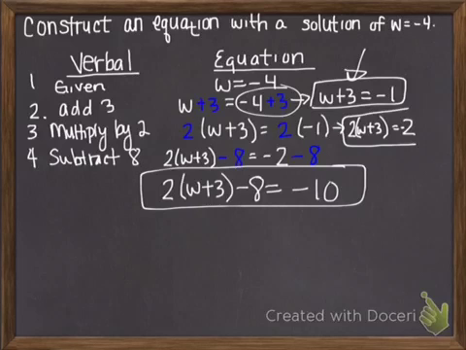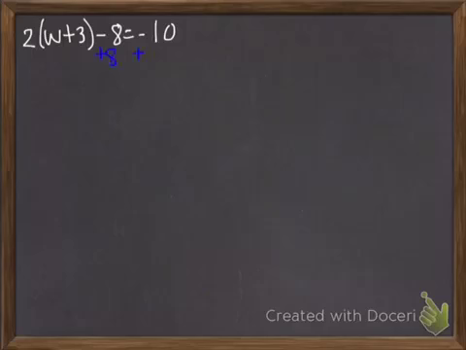All right, so here's our equation: 2 times the quantity w plus 3 minus 8 equals -10. Now, if I deconstruct this equation, meaning I work backwards from the way that I built it, my very first step would be to add 8. I know some of you might really want to distribute that too. I'll show you that next. So that's going to give me 2 times the quantity w plus 3 equals -2.